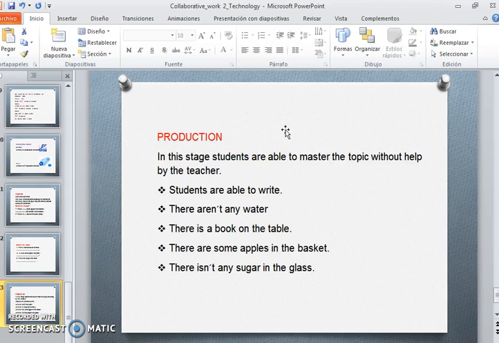Production. In this stage, students are able to master the topic without help from the teacher. Students are able to write, there isn't any water. There is a book on the table. There are some apples in the basket. There isn't any sugar in the glass.